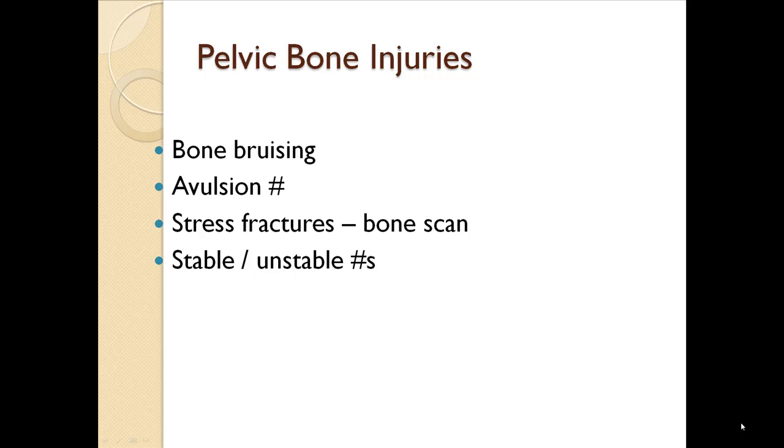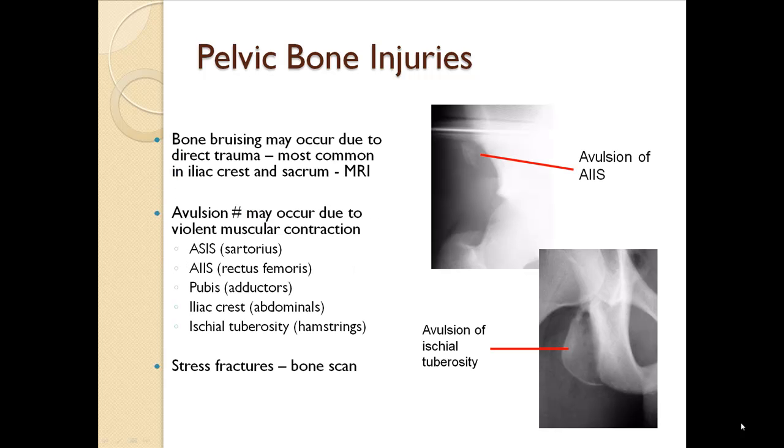Bone injuries that we see around the pelvic region include things like bone bruising, avulsion fractures, stress fractures that are often picked up on bone scan, and stable and unstable fractures of the pelvic ring itself. So starting off with some of the smaller bony injuries, bone bruising most commonly occurs in the iliac crest and in the sacrum, and this is only really picked up on MRI and often will resolve itself over a relatively long period of time, but it does resolve itself reasonably well.